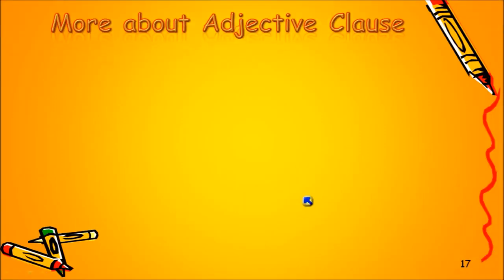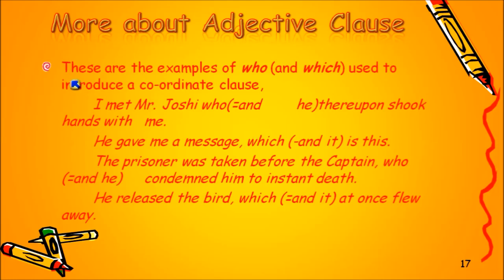So that's it. And now in our next slide, if we are to know a lot about adjective clauses, we must know more about how who, that is and which, are used to introduce a coordinate clause. Like "I met Mr. Joshi, who, that means and he, thereupon shook hands with me." "He gave me a message, which, that means and it, is this." "The prisoner was taken before the captain, who, that means and he, condemned him to instant death." "He released the bird, which, and it at once flew away."